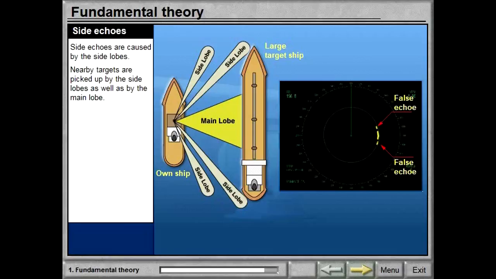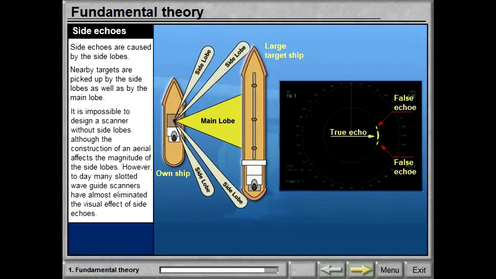Reducing gain carefully or increasing anti-clutter will normally remove the less powerful side echoes. It is impossible to design a scanner without side lobes, although the construction of an aerial affects the magnitude of the side lobes. However, today many slotted waveguide scanners have almost eliminated the visual effects of side echoes.